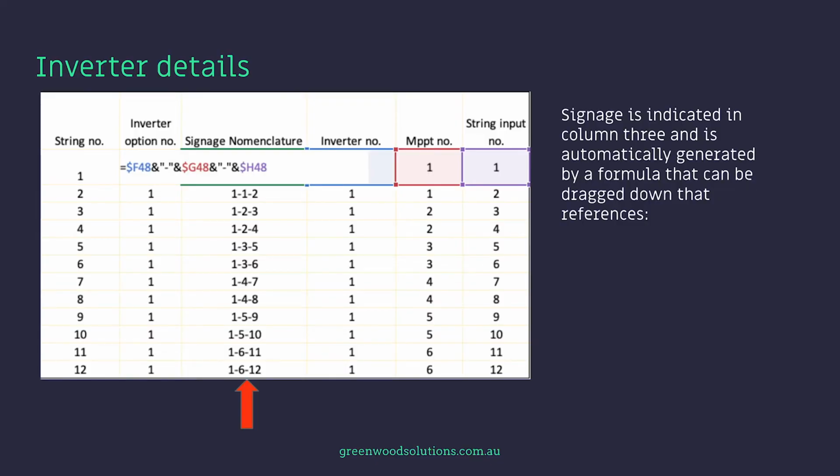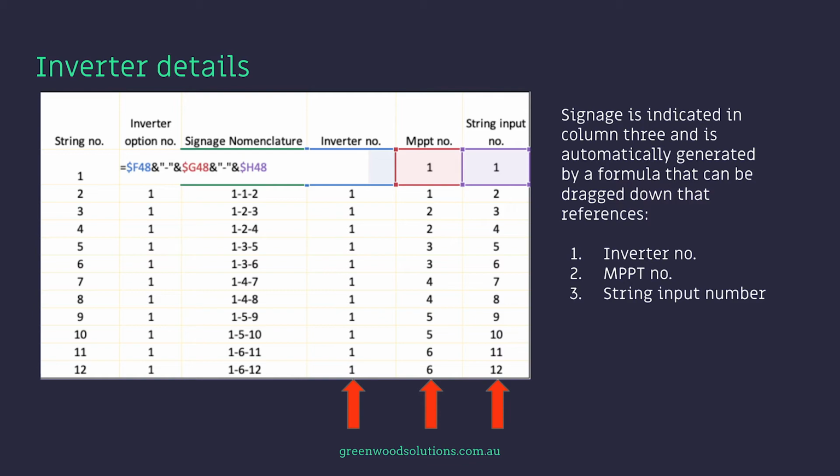Now, the signage is indicated in column 3, and this is automatically generated by a formula that can be dragged down that references inverter number, the maximum power point tracker number, and the string input number. So very important from a signage perspective.